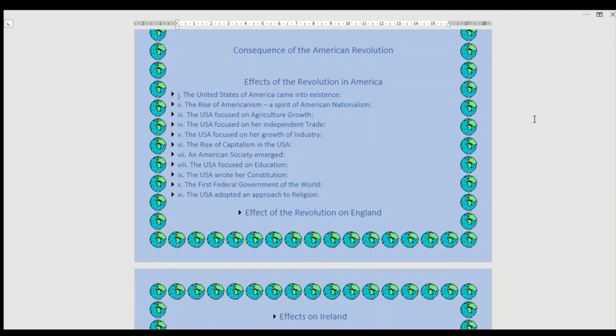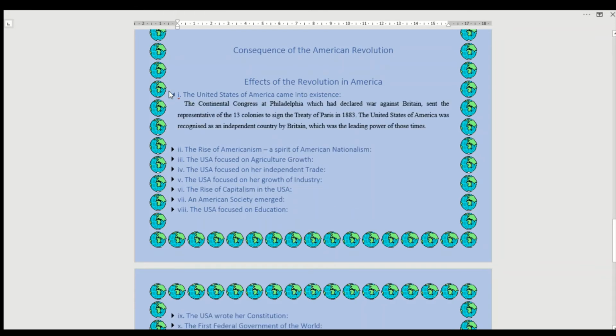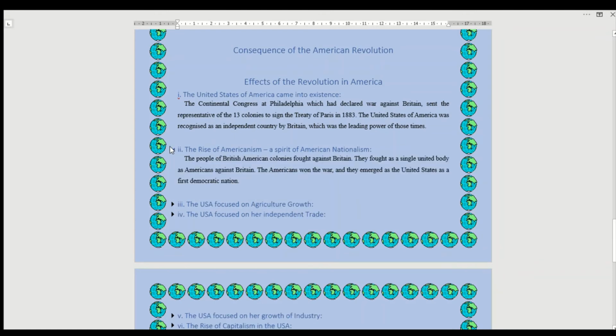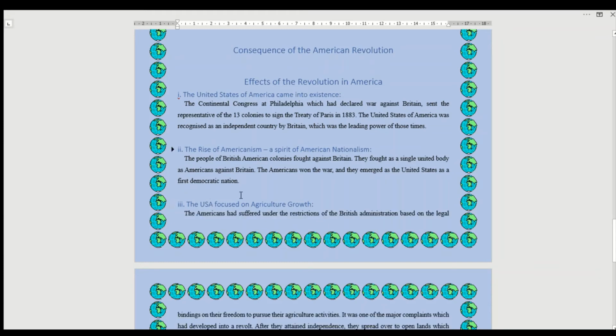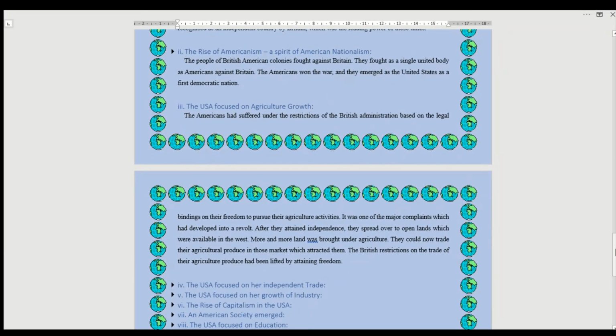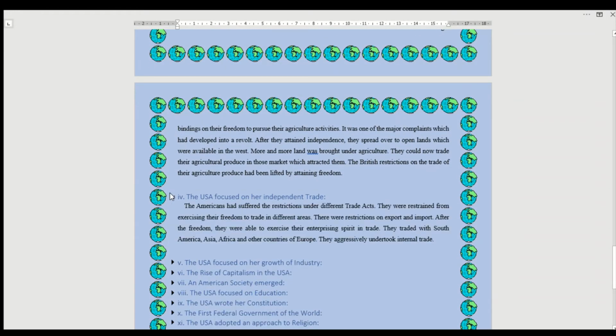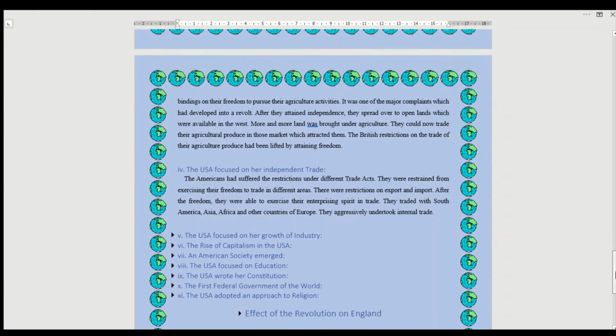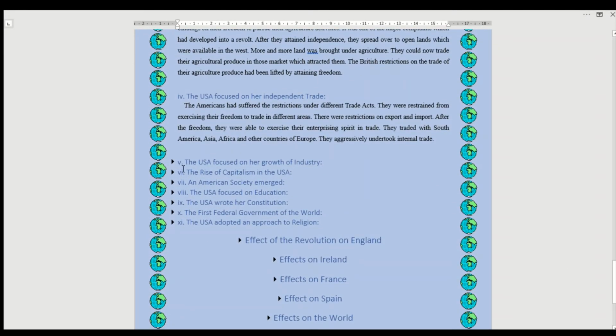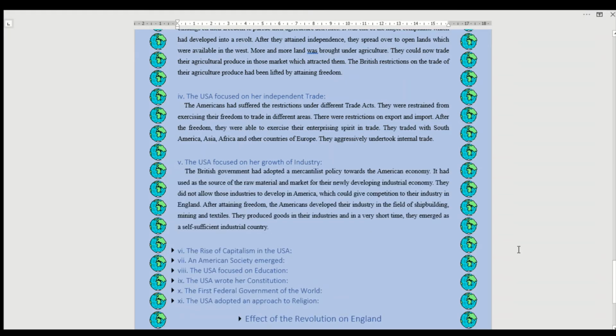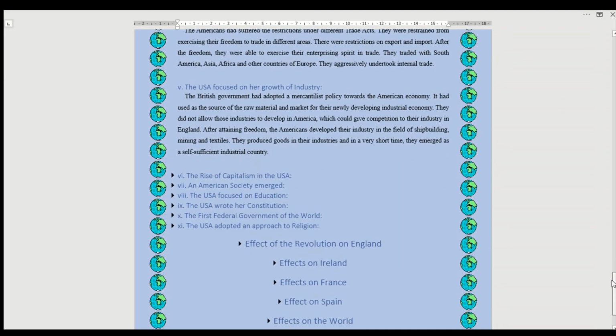Before I take other points, let me share with you the contents of each point. So, America came into existence is explained as follows. Then, American spirit of Americanism is explained in few lines. Then, America's stress on agriculture growth is explained very briefly. Similarly, the issue of trade has been taken. Then, America's growth of industry is also taken up in a very small paragraph.